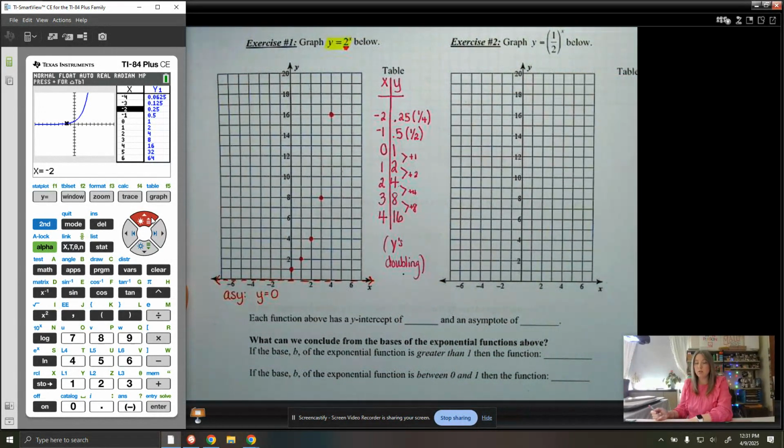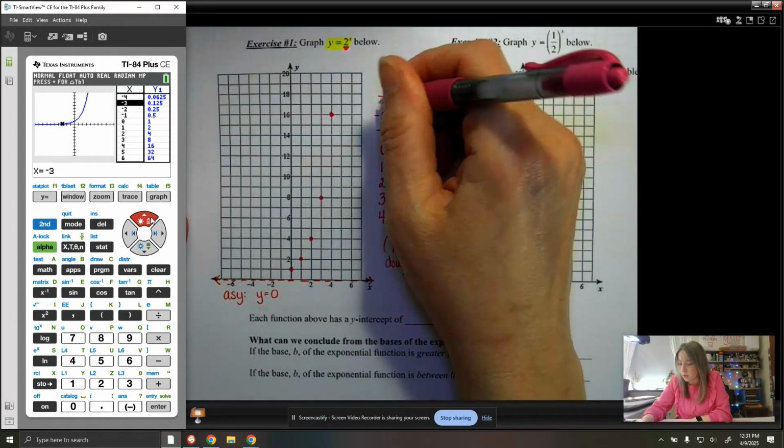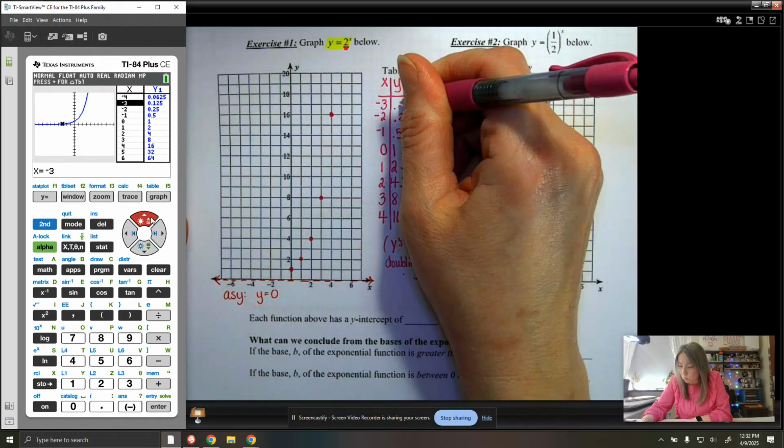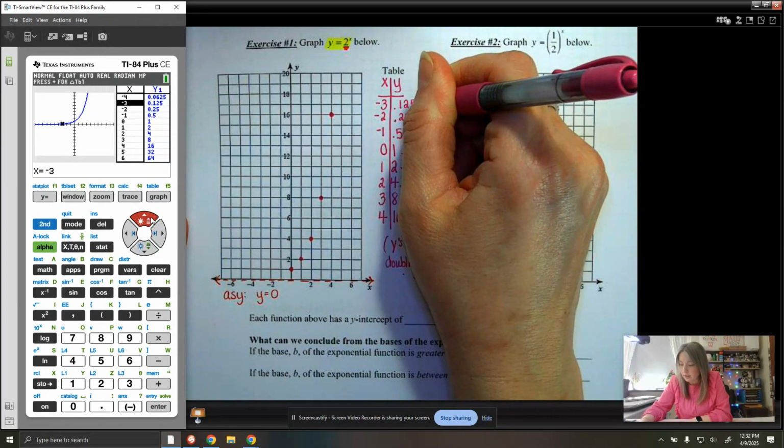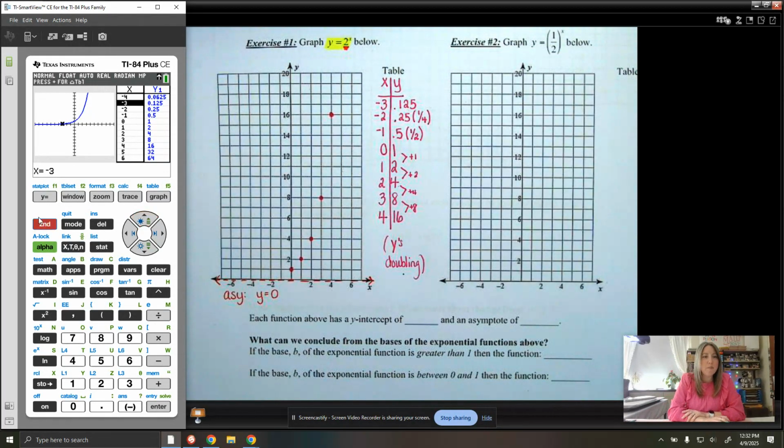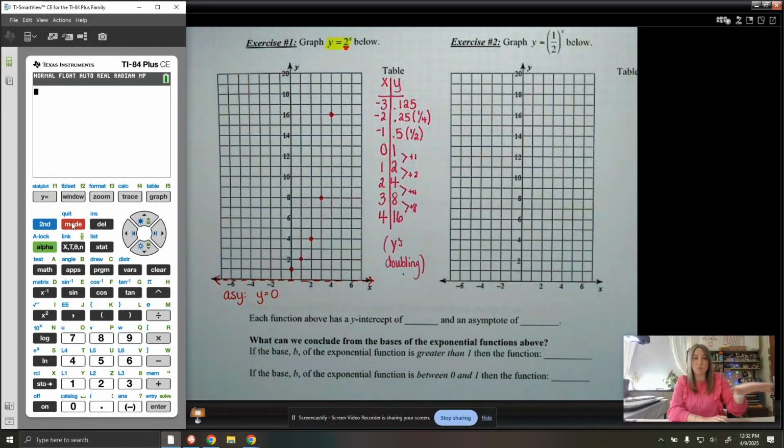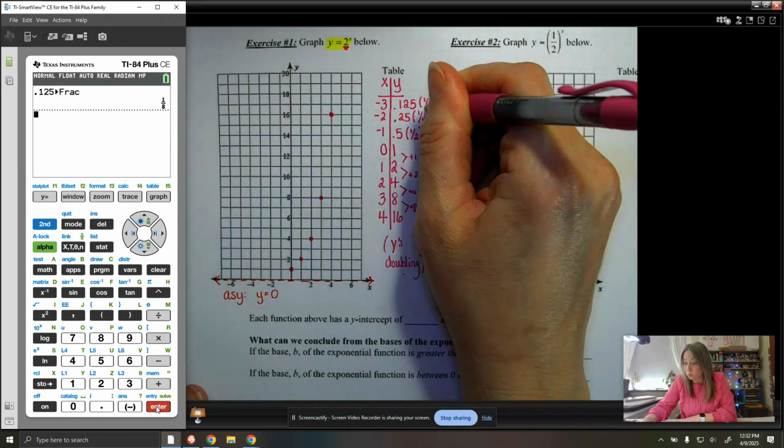Okay, interesting. Now let's go back one more and figure out what 0.125 is. So negative 3, 0.125. So let's say I didn't know what this fraction was. If I press second, mode, and get back out to my home screen and I type in 0.125 and then press math and enter, my graphing calculator will turn this into a fraction so I can think about what its denominator is. Notice this fraction is 1/8.